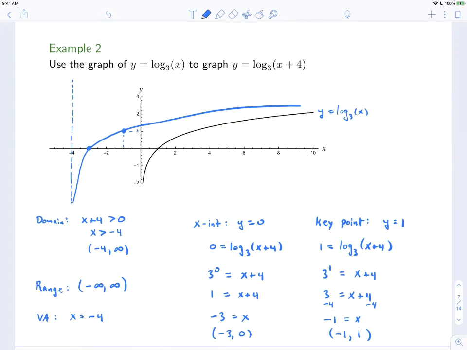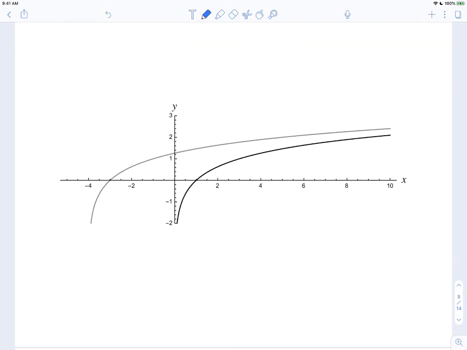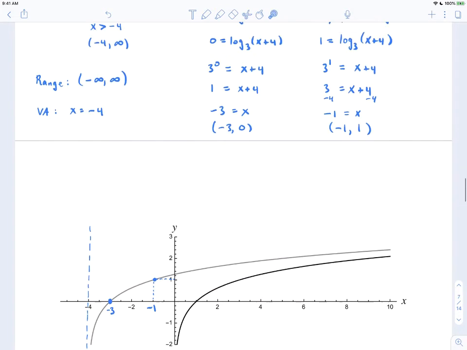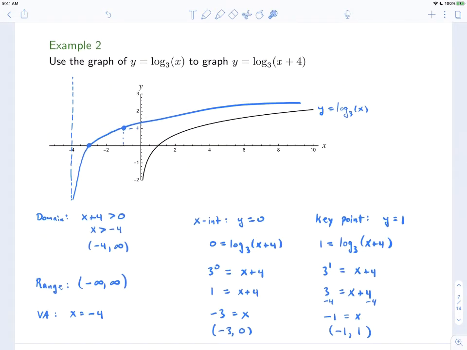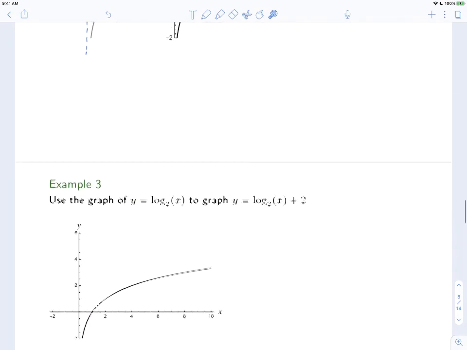Now this is just a rough sketch of what it looks like. We can confirm that it looks something like this because I have the actual graph from a computer on the next slide, and there it is. You can see it has the vertical asymptote at x equals negative 4. It crosses through the point where x is negative 3 and y is 0, and it also passes through the point negative 1, 1. You can see it has the same overall shape that we thought it would. Of course, my graph isn't as good as the computer's, but it's not so bad. Let's do another one.